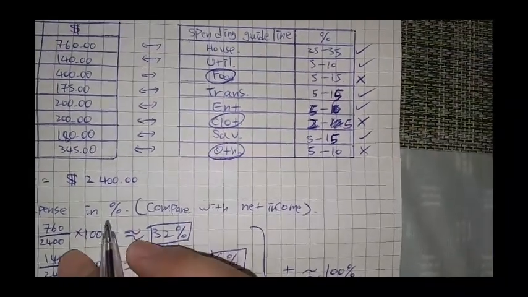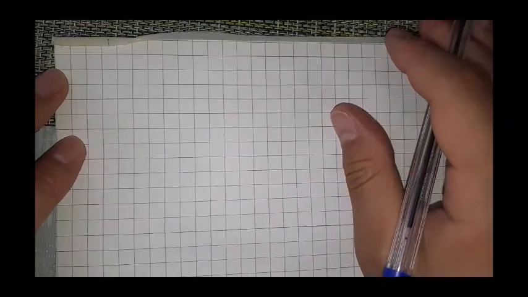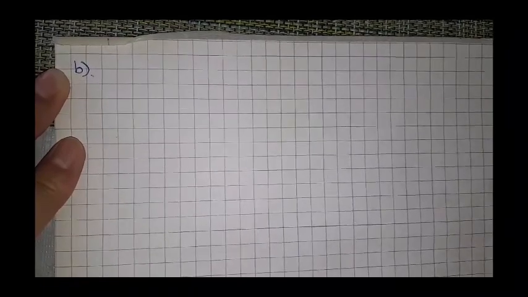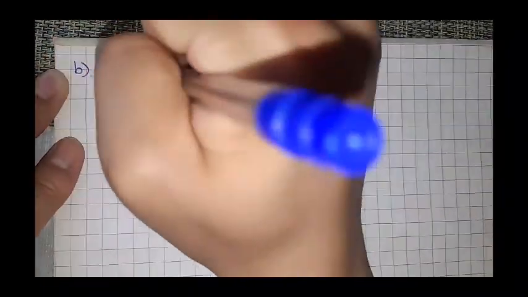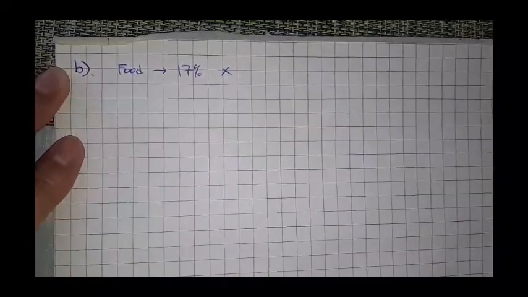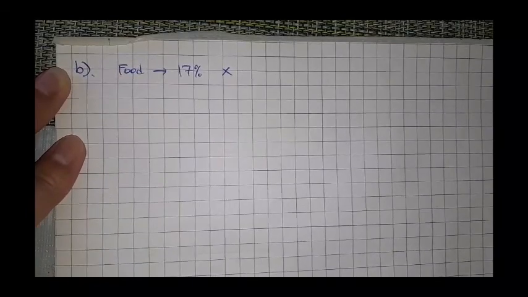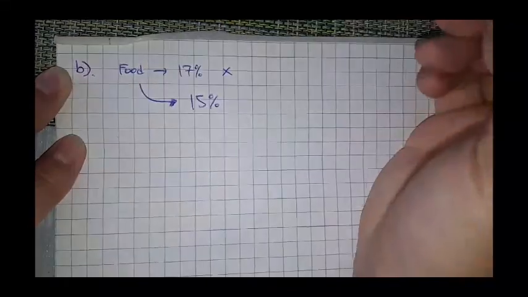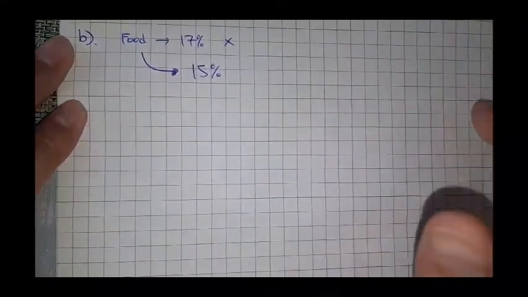Now let's go with part B, which is about what is the maximum that Salima should be spending on food per month. So here's the thing. Her food turned out to be 17%, which was quite higher. So let's assume that she should spend about 15% of her net income. Then here's what you need to do.